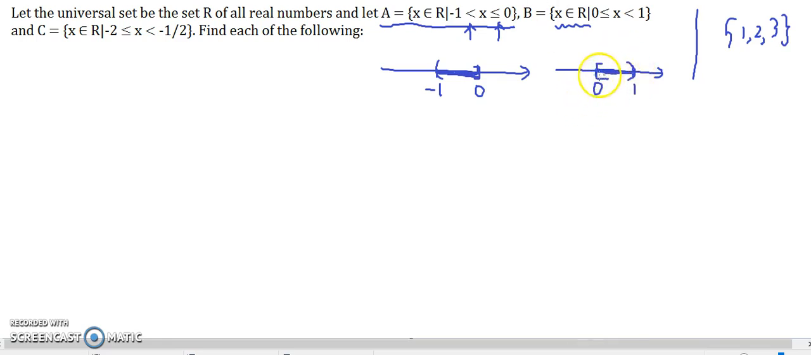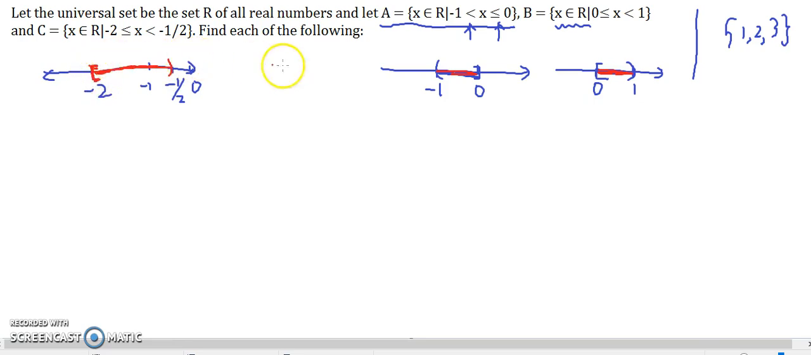Let me use red color to highlight these numbers and these numbers. Okay, the next one, C: x is a real number, and x is between -2 and -1/2. Say this is -1, this is 0, -1/2 would be somewhere here between -1 and 0. If we describe the numbers, it's including -2, so I draw a bracket there, and not including -1/2, I draw a parenthesis.